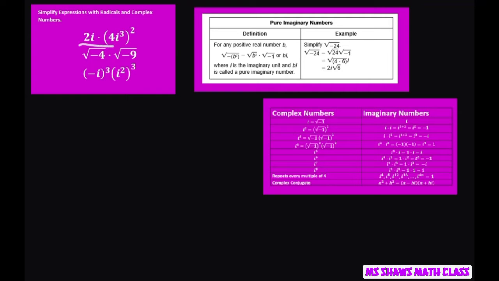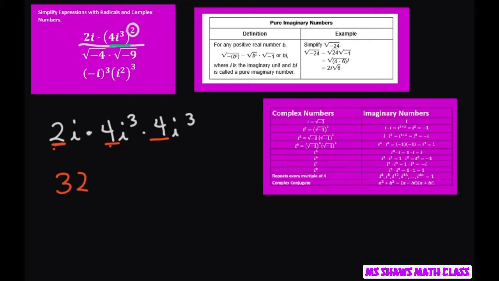So let's just write this out. We have 2i times, and this square means we can write this out 2 times. All right, so I just wrote 2 of these down. Now let's multiply the coefficients here. So we have 16 times 2 is 32. Then we have i to the first power, i cubed times i cubed.